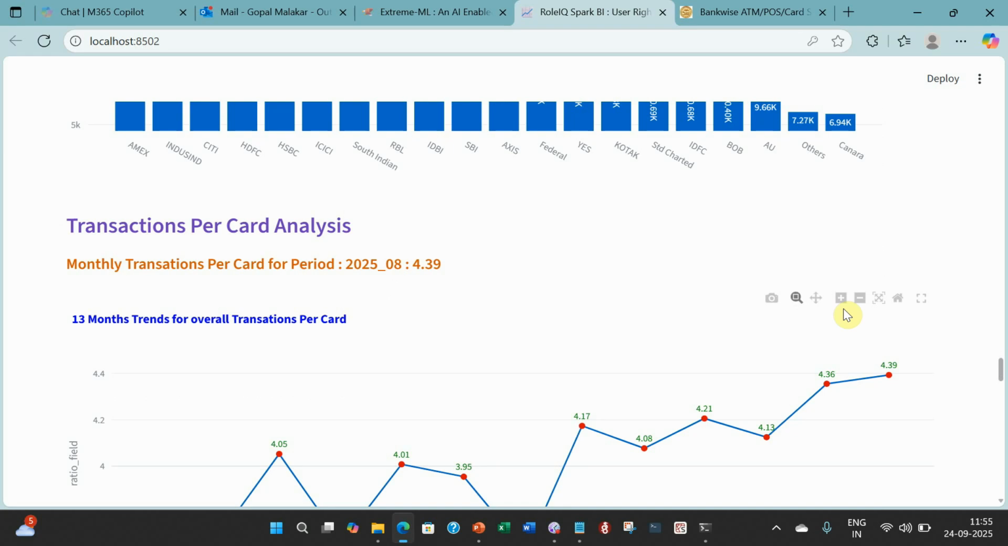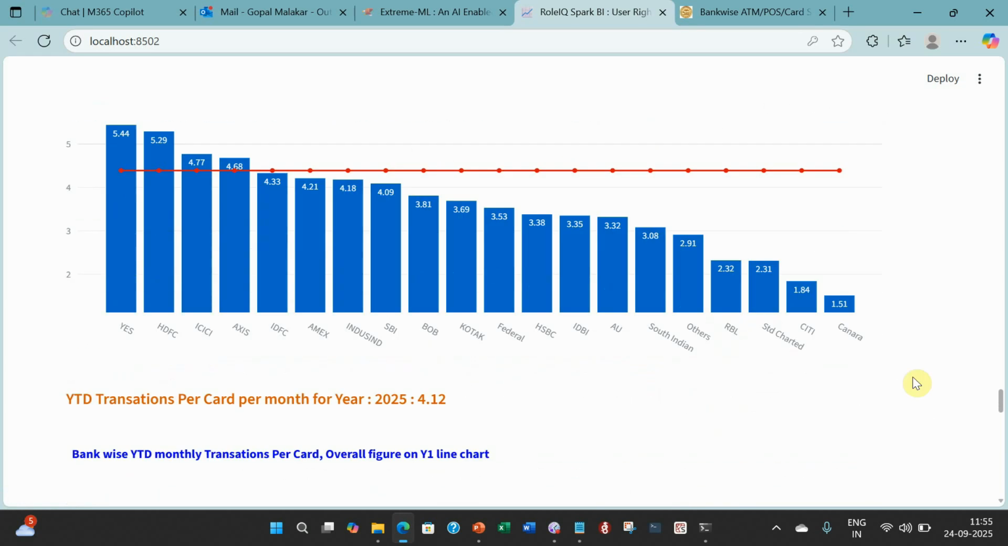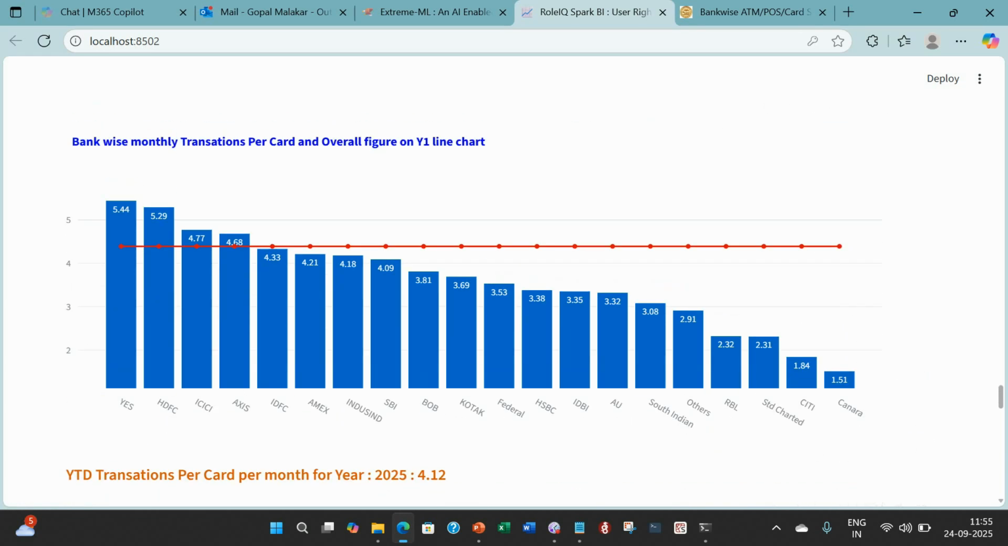How many transactions are happening per card in the month? In the month it is 4.39, as you can see. And bank wise, surprisingly, the maximum number of transactions per card is on Yes, then HDFC, ICICI, Axis, IDFC. In some sense I expected that they probably have a higher number of RuPay cards, because in RuPay cards UPI transactions are allowed, and that's why you have a lot of transactions here. SBI is less.